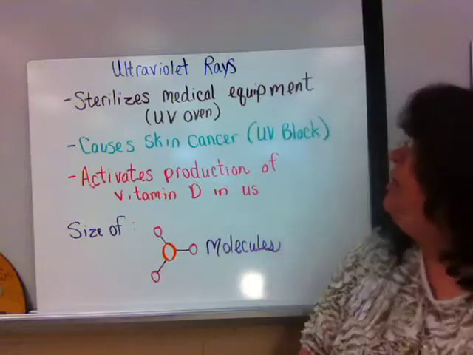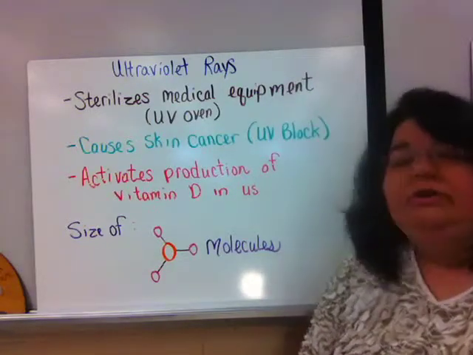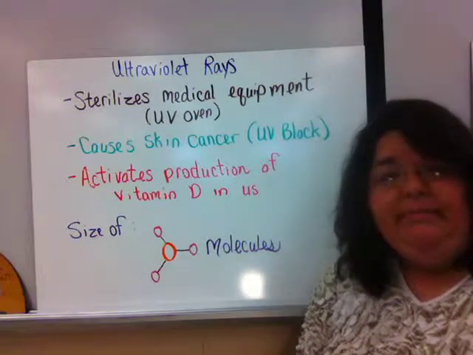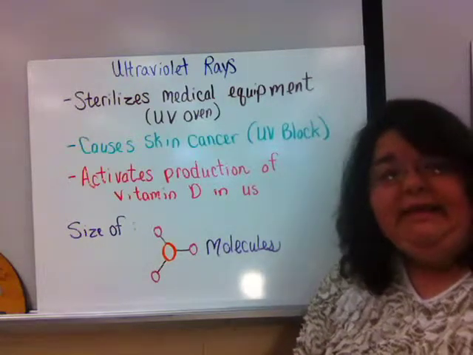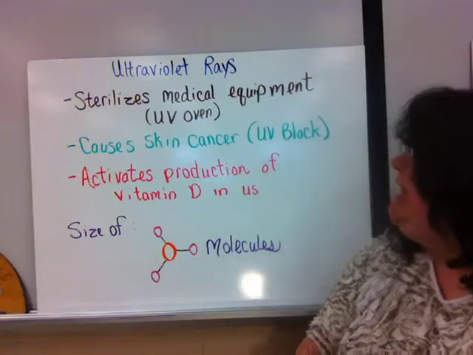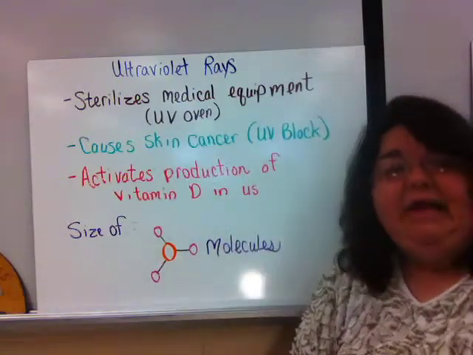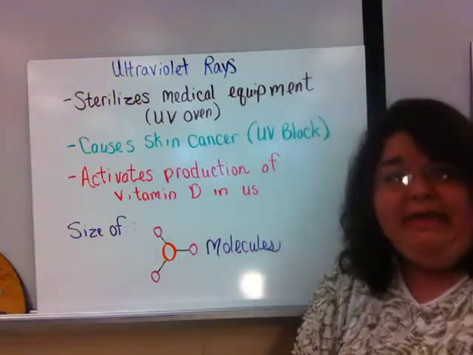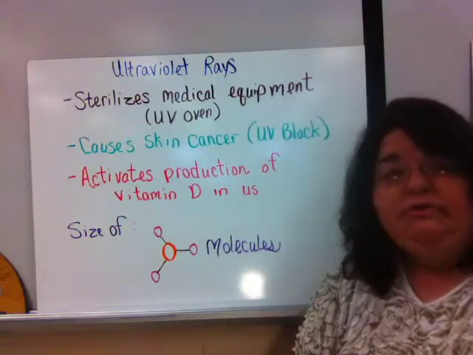UV rays, or ultraviolet rays, are used to sterilize medical equipment. We also use them in the chemistry lab to sterilize the goggles that we use on our eyes. We call this thing a UV oven. We bake the material in ultraviolet light.